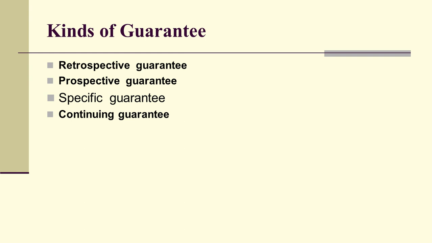So it's called retrospective guarantee. It means that the contract has already been made. After the formation of the guarantee, the surety became the guarantor in the contract. So it's called retrospective guarantee. The prospective guarantee. Prospective guarantee means the surety will enter into the contract of guarantee in the future. So it's called prospective guarantee.